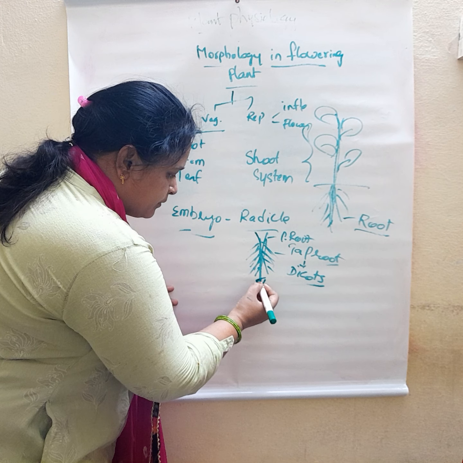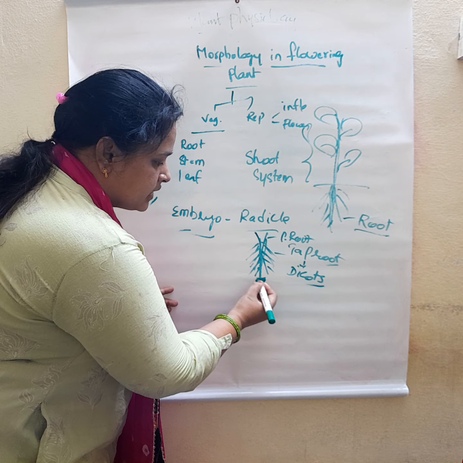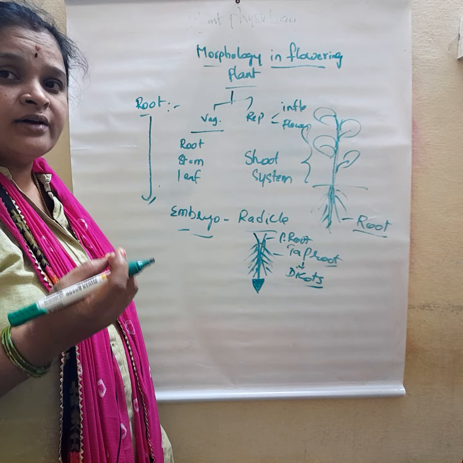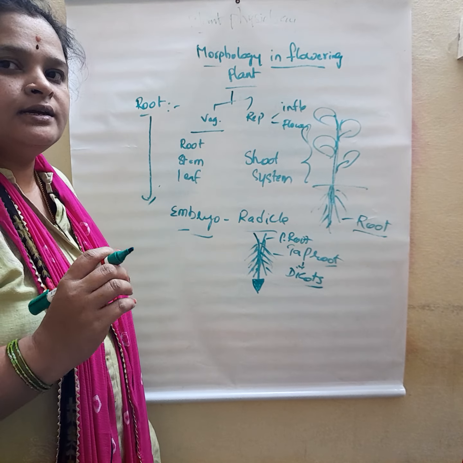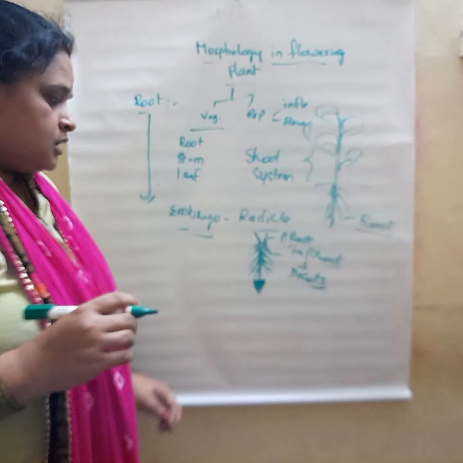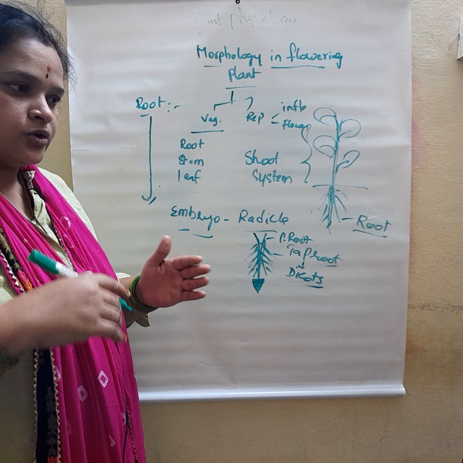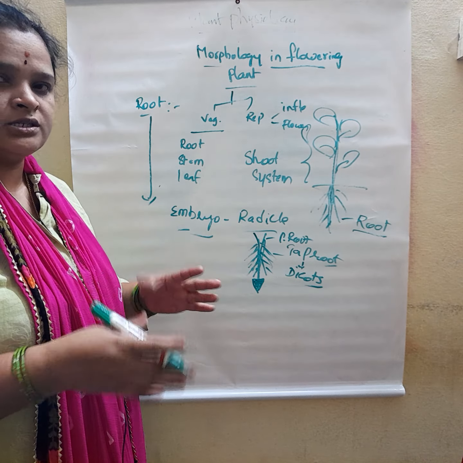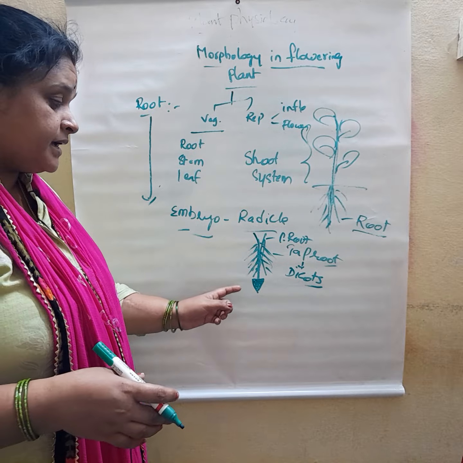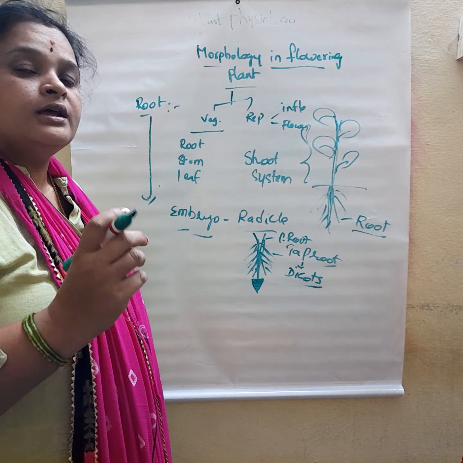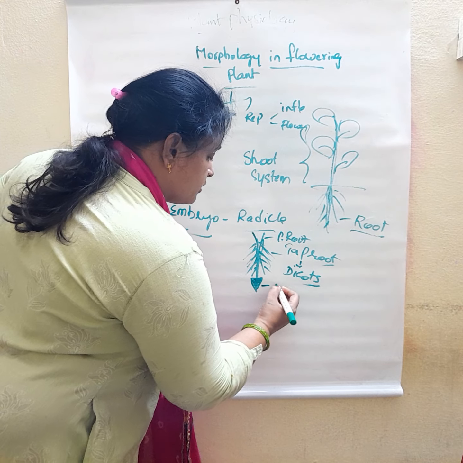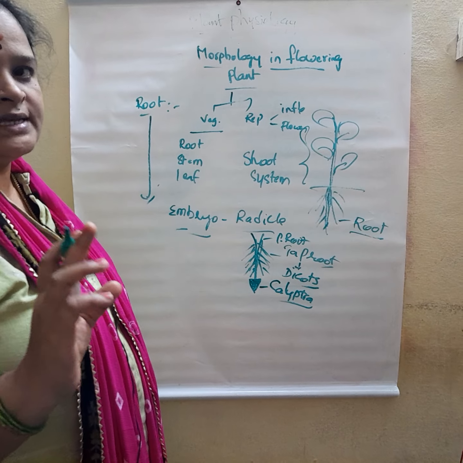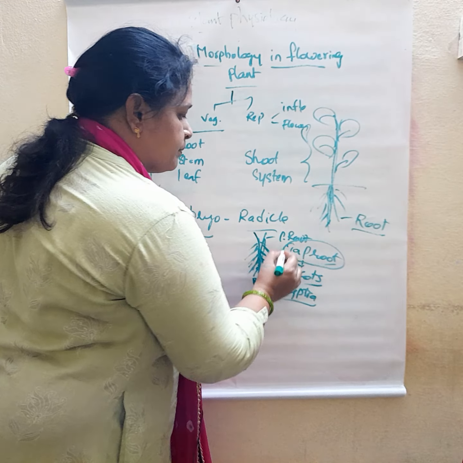The tip of the taproot is covered by a sheath. Why? Because the root tip has meristematic tissue, that means a growing tissue. As it grows in the deeper part of the earth, the tip may be ruptured. If it is ruptured, there is no growth of the root. So it is covered by a protective layer called the root cap or calyptra. The root cap is also called what? Calyptra. Calyptra is present in the taproot system.